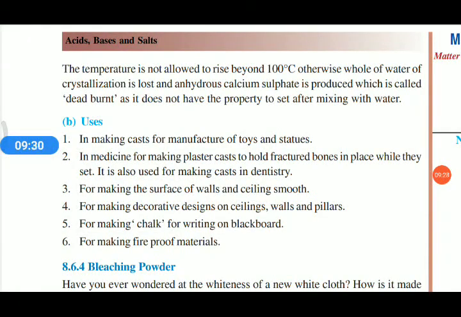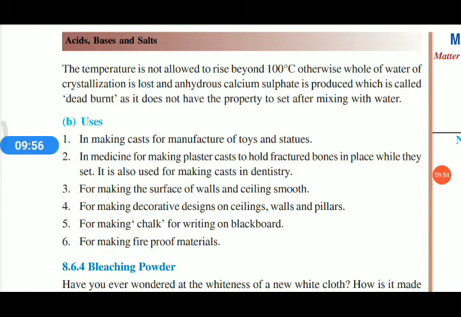Many of you may have had a fracture in your bones, hand or legs, etc. If we go to hospital, they put a splint, a scale, and apply plaster of Paris to it. It becomes very hard and our bone becomes straight.